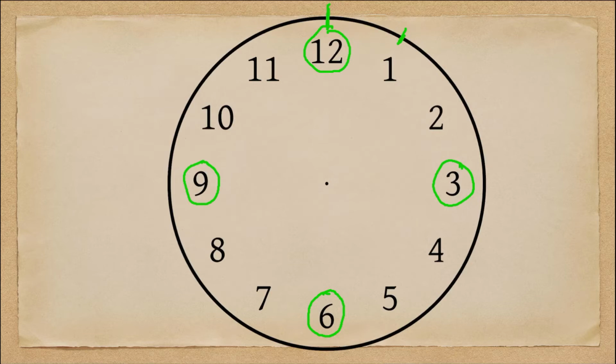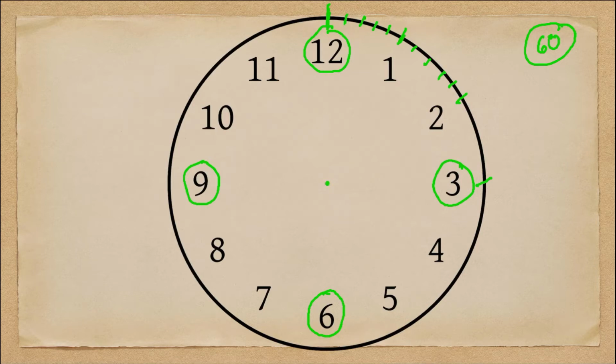Now between every two numbers, there are 5 units. If you count them all, there will be total 60 units. This is the center of the clock.